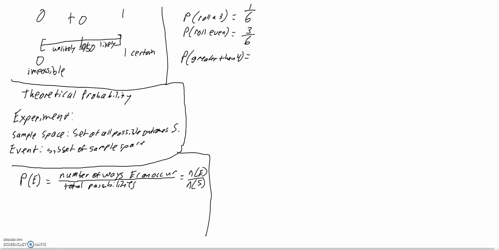Well, how many numbers are there greater than 4 on a 6-sided die? There's 5 and 6. So the probability is 2 out of 6, which I can simplify to 1/3. Okay.